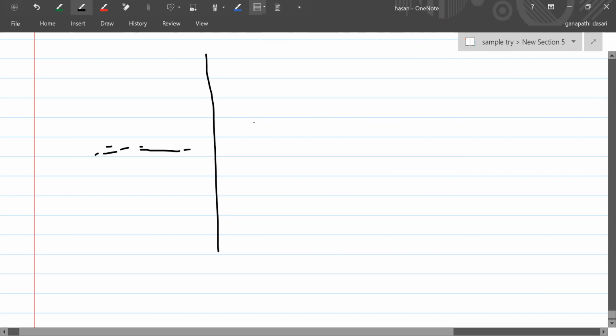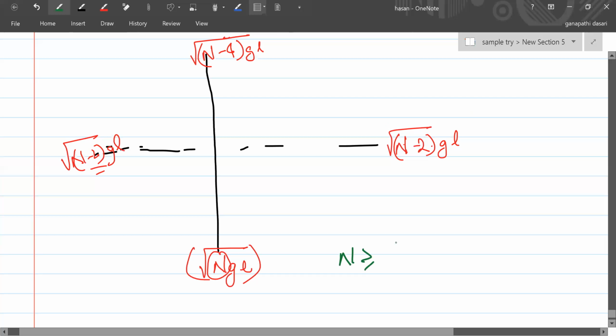If an easy question comes from here, it will be based on this technique. So if there is root nGL here as velocity, there will be root (n minus 2)GL here. Root 5GL is given, so here it will be (5 minus 2)GL. Here it will be (n minus 4)GL. Here it will be (n minus 2)GL. Got it? So this n should be greater than or equal to 5. Suppose n is 3GL.